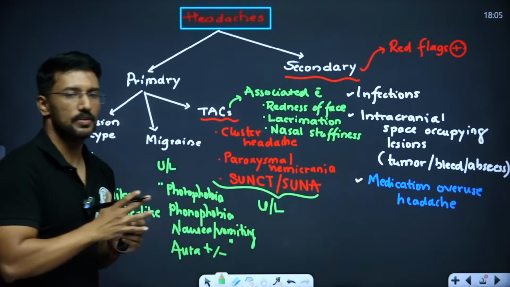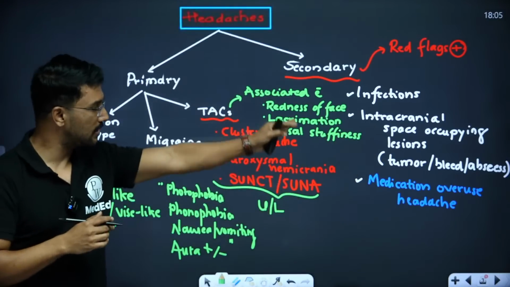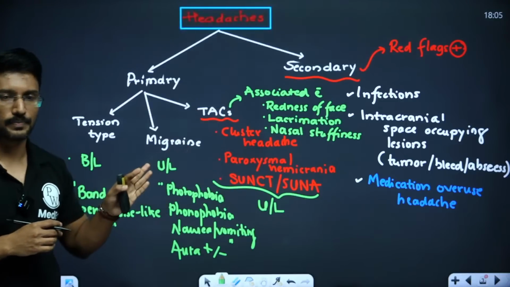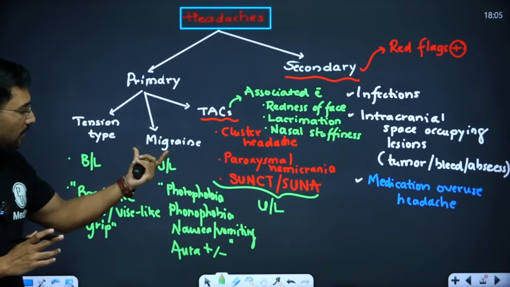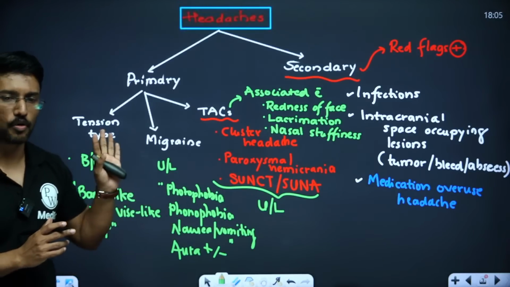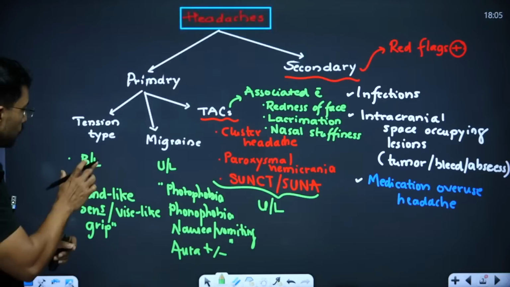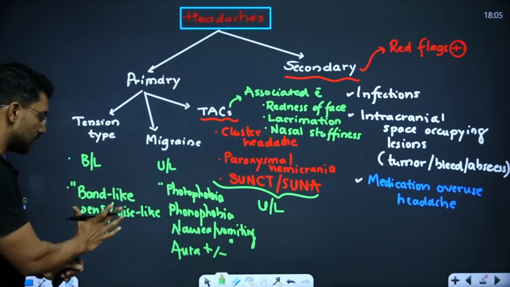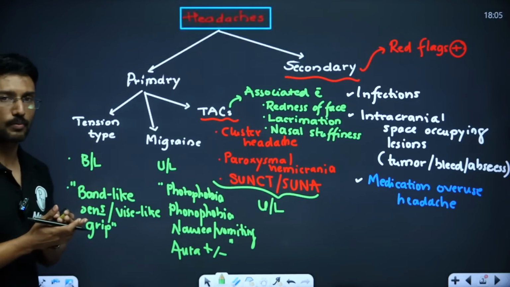So if any question is talking about unilateral headache with these features, it is talking about one of these. Any question which is talking about unilateral headache with photophobia, phonophobia, nausea, vomiting, and some kind of aura is talking about migraine. Any question where you see headache and band-like sensation or vice-like grip is talking about tension type of headache.